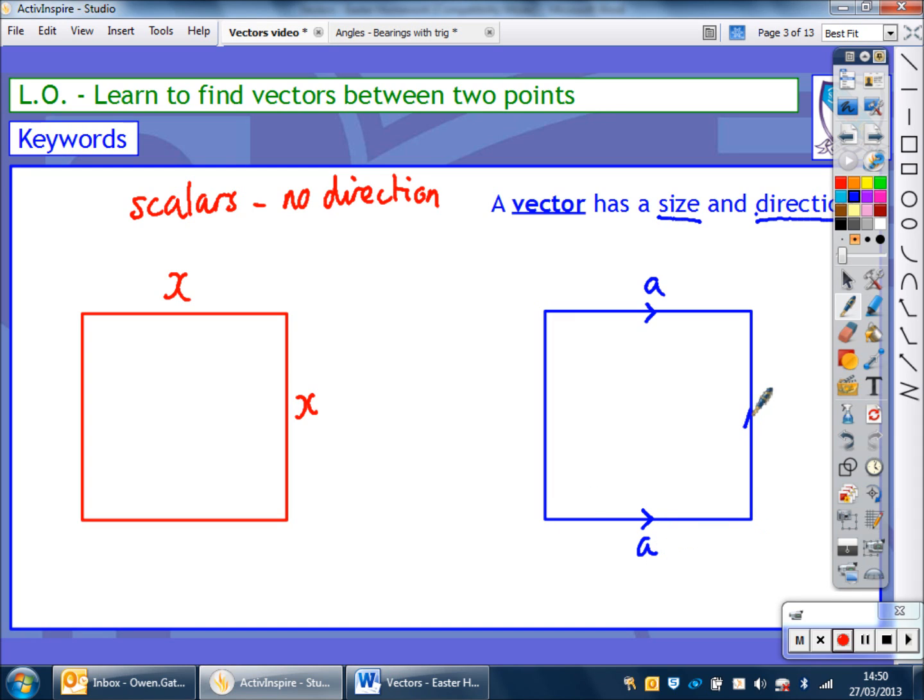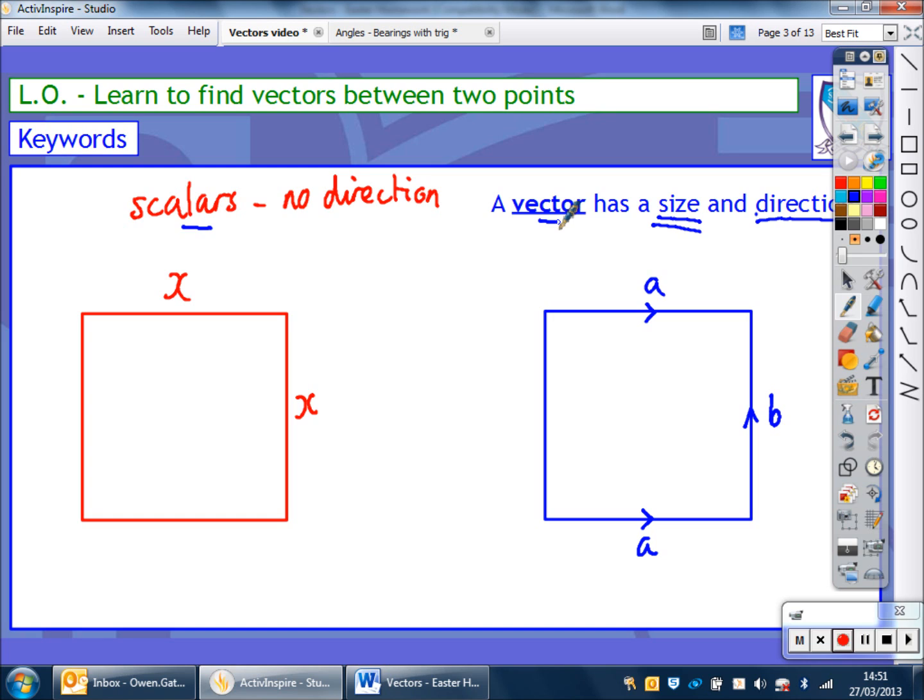But this line, even though it's the same size, it has got a different direction. The direction of this line is going from the bottom upwards, whereas the direction of our vector A was going from left to right. So this is a different vector, so we can't call it A, so let's give it a different letter and call it B. And that is the main difference between scalars and vectors. The fact that a vector has got a direction.